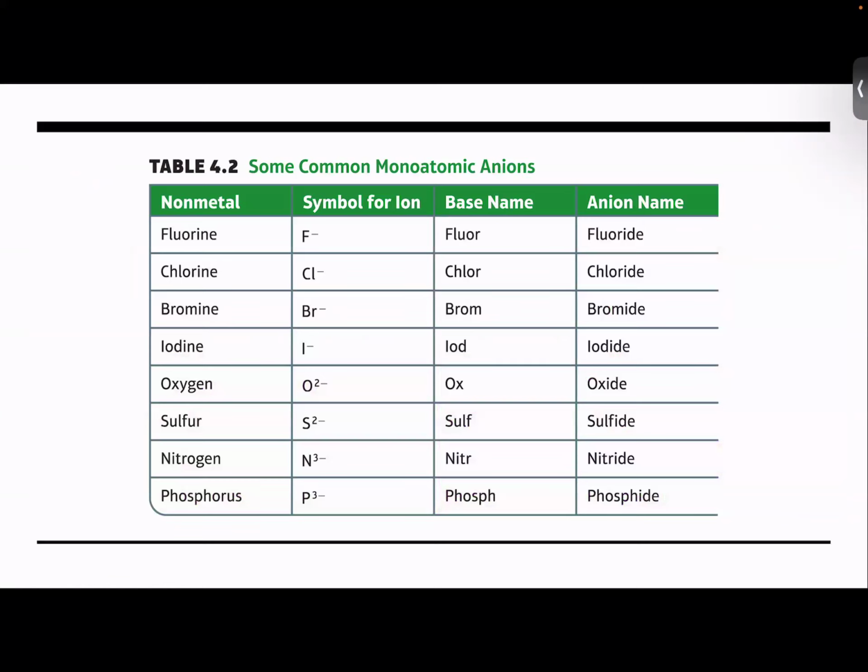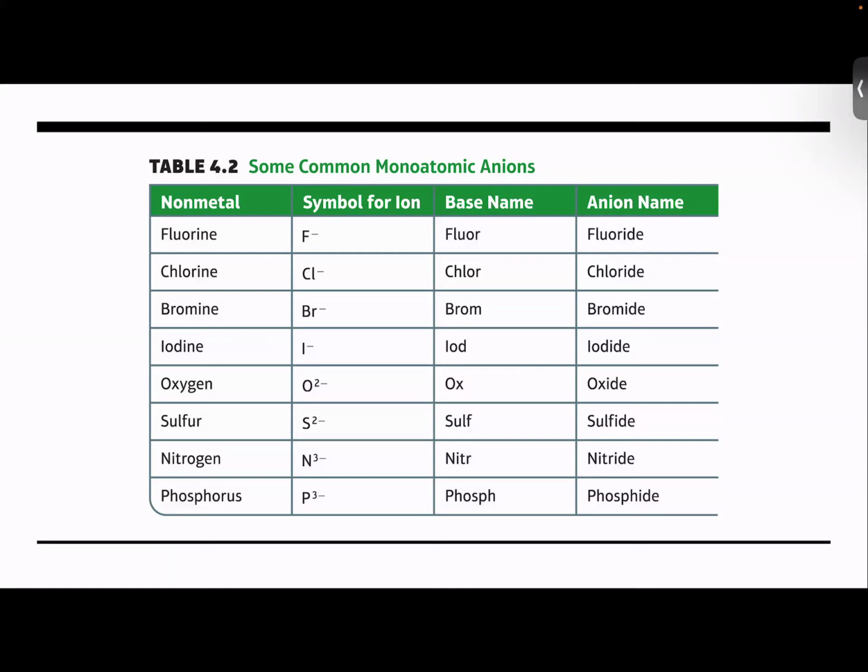Now for your anions, group 17 nonmetals and metalloids form a -1 anion. Group 16 nonmetals and metalloids form a -2 anion. And group 15 nonmetals and metalloids form a -3 anion.